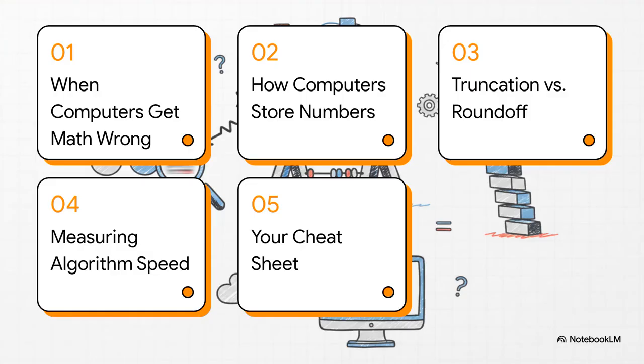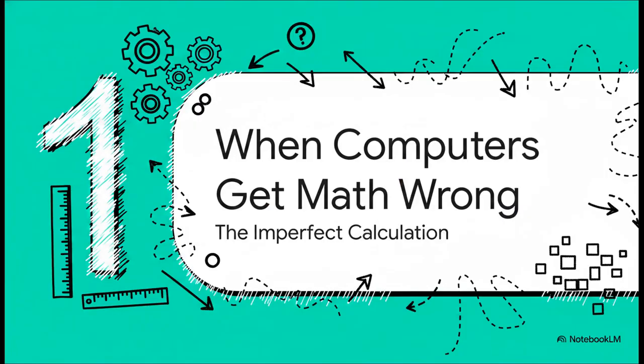So here's our game plan. First, we'll look at some head-scratching examples where computers just fail at basic math. Then, we're going on a little detective mission to uncover the main culprit: how computers actually store numbers. After that, we'll meet the two partners in crime, the types of errors they cause, and we'll check out the algorithms that fight back. And we'll wrap it all up with a handy cheat sheet to make sure all these key ideas really stick. All right, let's dive right in.